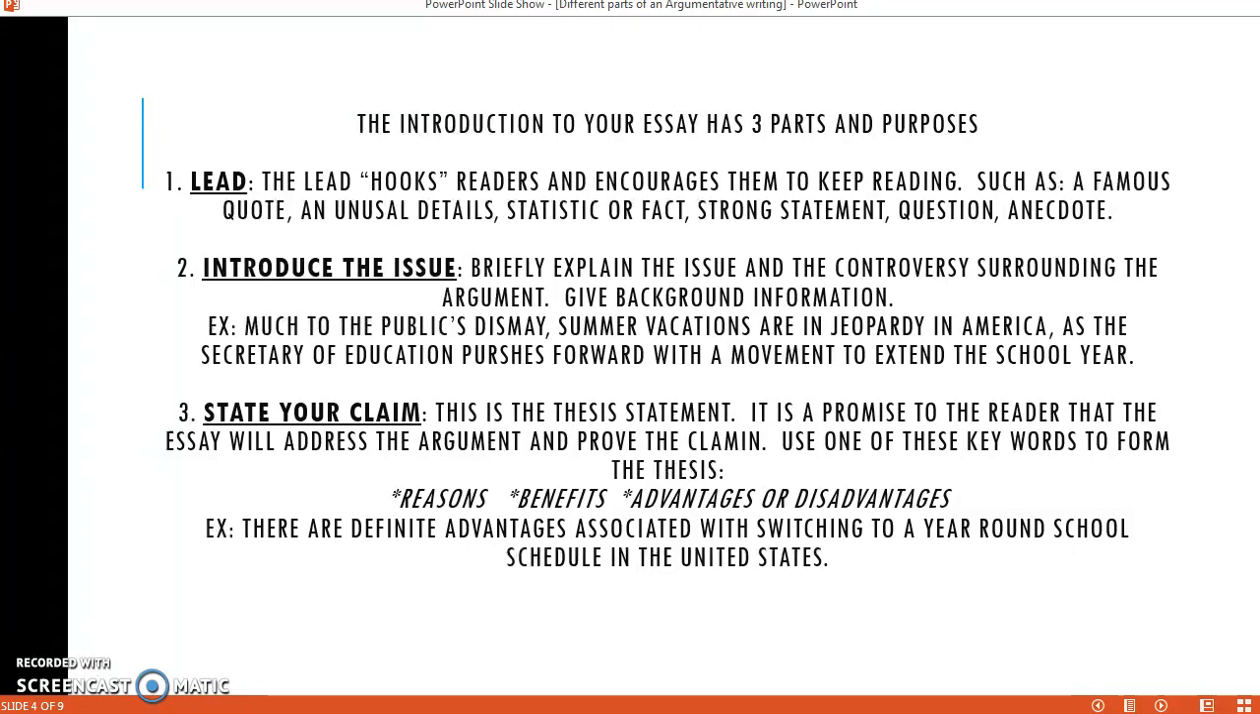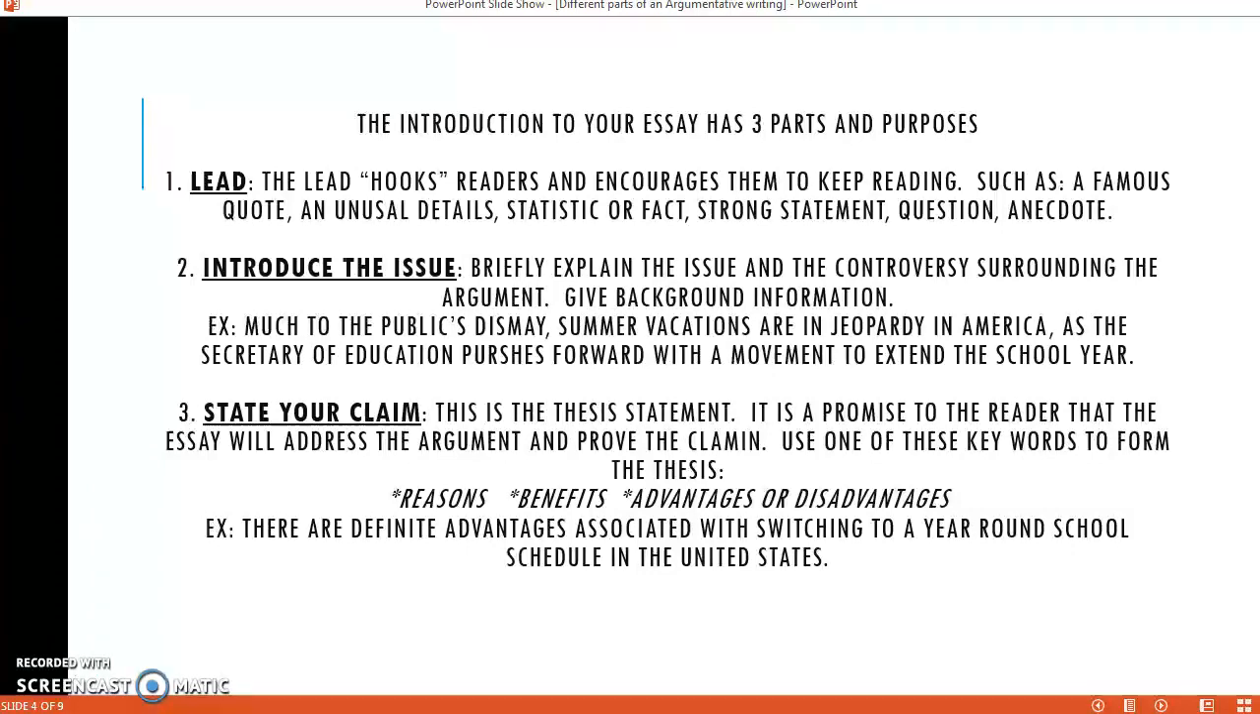Then you're going to state your claim. This is your thesis statement. This is a promise to the reader what the essay is going to address, okay? And it says use one of these key words to form the thesis: reasons, benefits, advantages or disadvantages. So that's one of the key words that you need to include when you form your thesis statement.